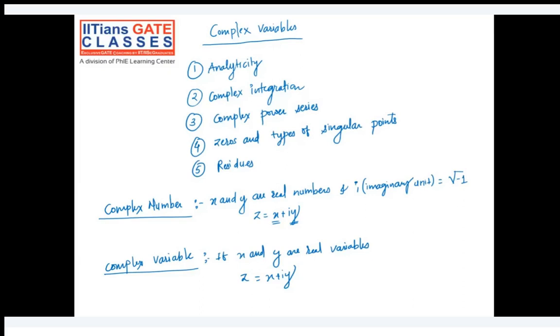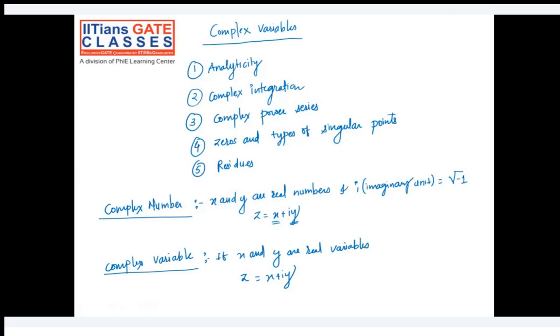Before we jump into analyticity, I would like to give a small introduction about the complex number and variable. We know normal variable x, normal variable y, right? But how will the complex variable look? We know the normal numbers, let's say 1, 2, 3. Natural numbers are there, prime numbers are there, even, odd. But what is a complex number?